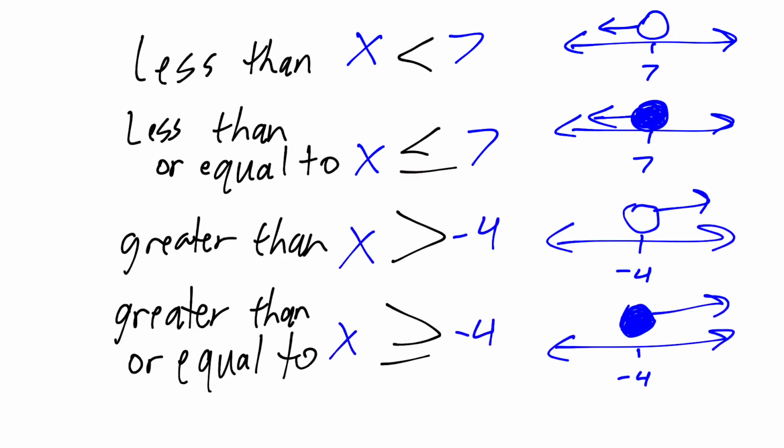The same thing happens with greater than or equal to. That line means you fill in, no line, open circle. -4 is not included, -4 is included.